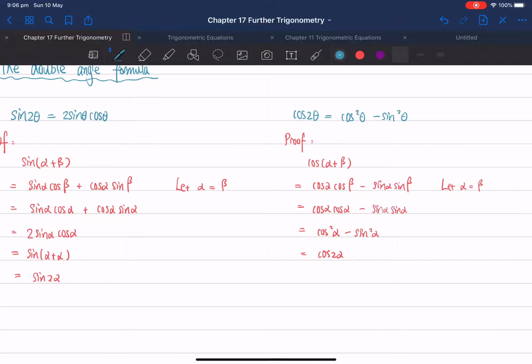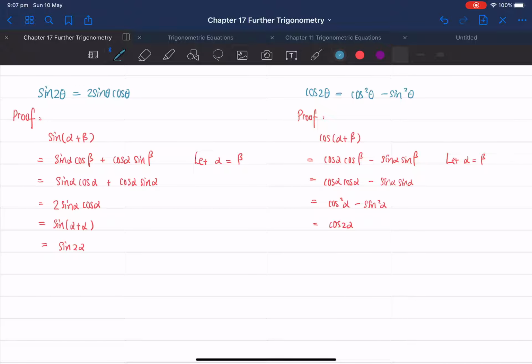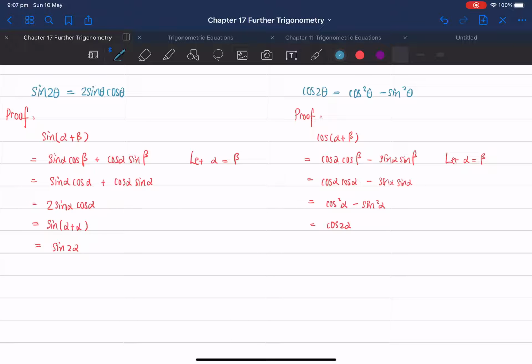From the previous trig identities that you have learned, we know the Pythagorean identity tells you that sine square theta plus cosine square theta equals 1. From here, I can make sine square alpha the subject, so we get 1 minus cosine square alpha. And we can make cosine square alpha the subject, and we get 1 minus sine square alpha.